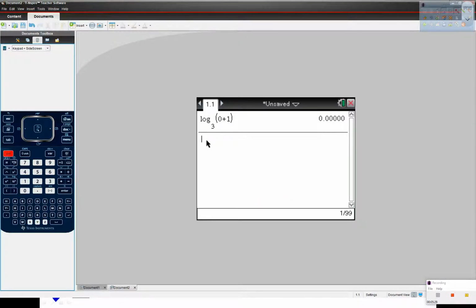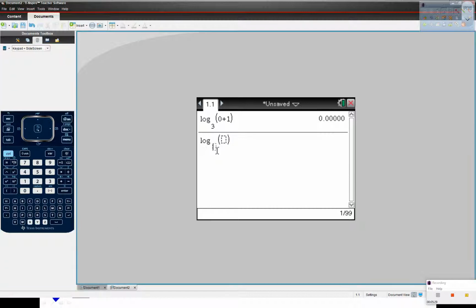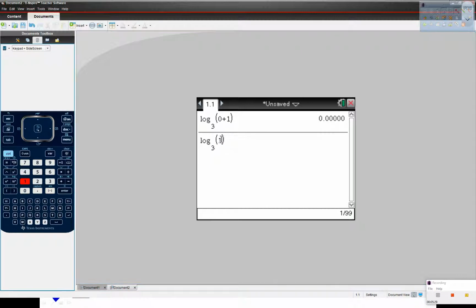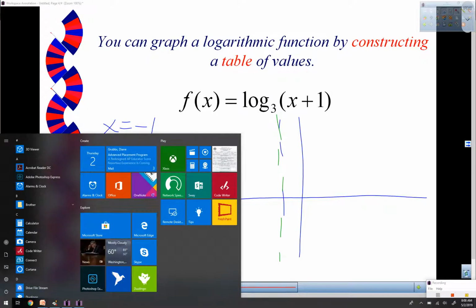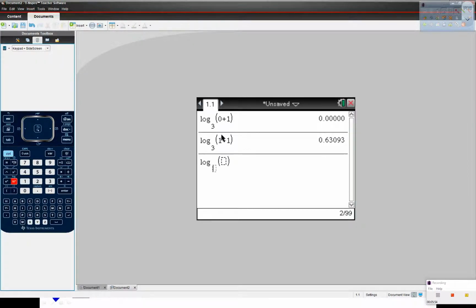log base 3 of 1 plus 1, that gives me 0.63. I'm just going to say 0.6. If I plug in 2, so I'd have log base 3 of 2 plus 1. That gives me 1.